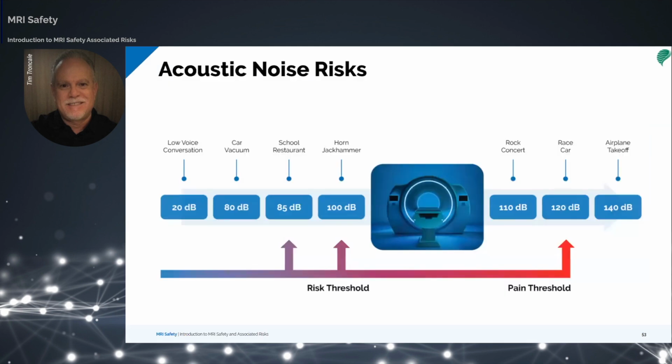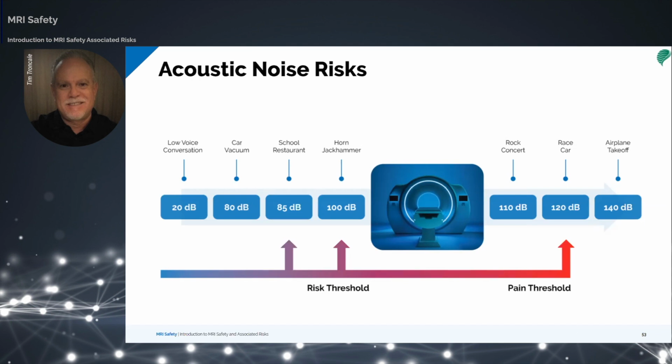Noise is measured in decibels, or dB. At over 100 decibels, there is a risk to the hearing of any person exposed. OSHA, the Occupational Safety and Health Administration, requires hearing protection when exposed to 85 decibels or more. Note where the MR scanner falls on this scale. A jackhammer operates at about 100 decibels with MR not far above it. This should be explained to all patients.